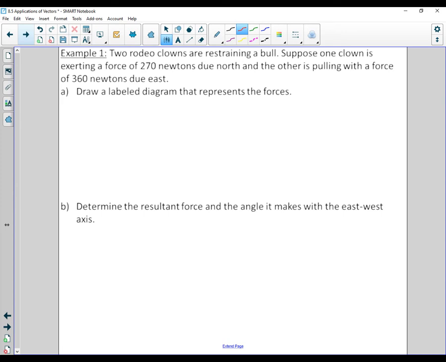Anyway, suppose one clown is exerting a force of 270 newtons due north while not getting stabbed by bull's horns, and the other one is pulling a force of 360 newtons due east. Draw a picture. Even if it doesn't tell you to, with all the problems in this section, and whenever you're presented with a real life problem, I'd draw a picture, right? So we have 270 newtons north. North is up. And 360 east. That's about it.